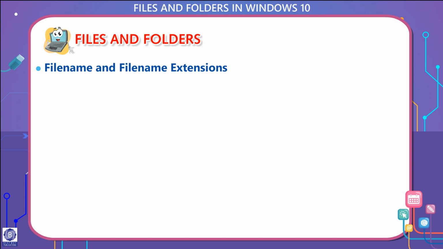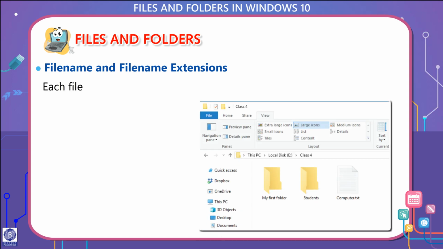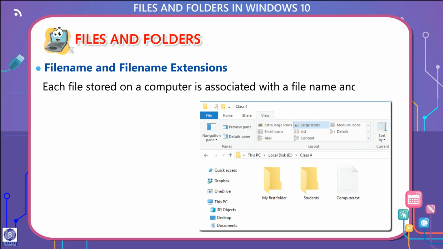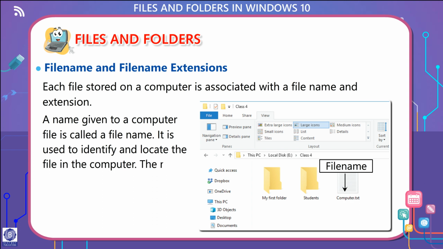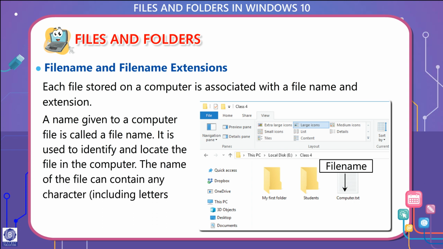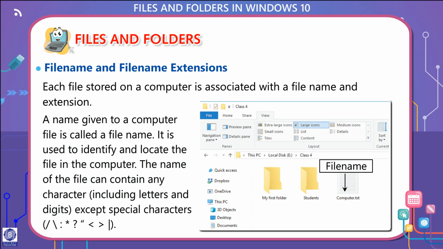File name and file name extensions. Each file stored on a computer is associated with a file name and extension. A name given to a computer file is called a file name. It is used to identify and locate the file in the computer. The name of the file can contain any character, including letters and digits, except special characters.